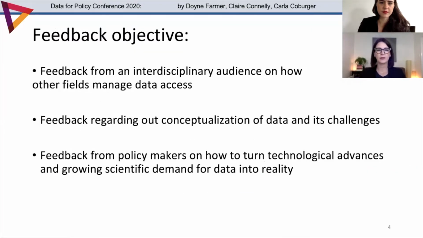Our feedback objective is to get feedback from an interdisciplinary audience on how other fields manage data access, also regarding the conceptualization of data and its challenges. And we're also looking for feedback from policymakers on how to turn technological advances and growing scientific demand for data into a reality.